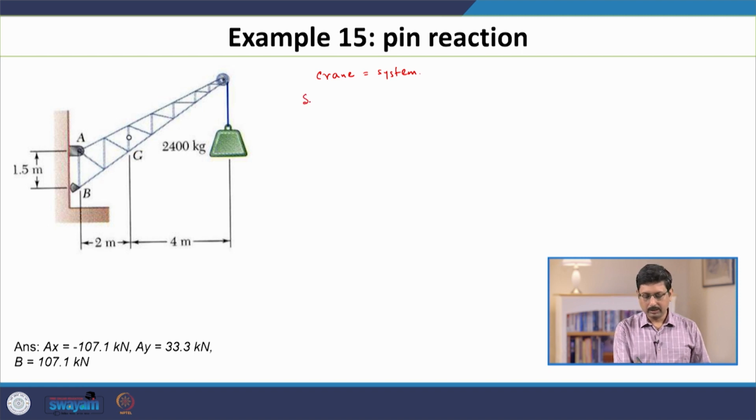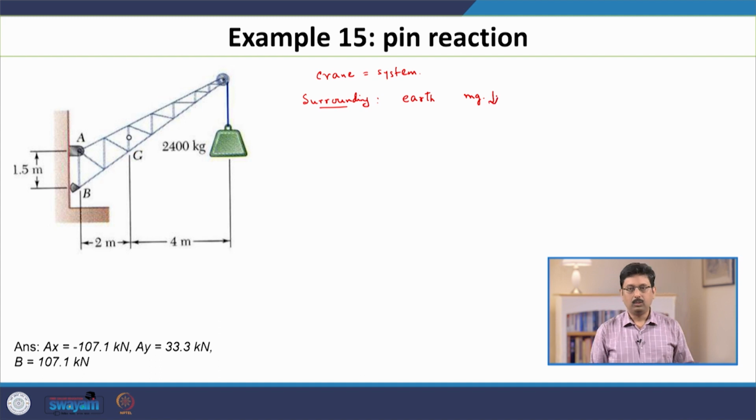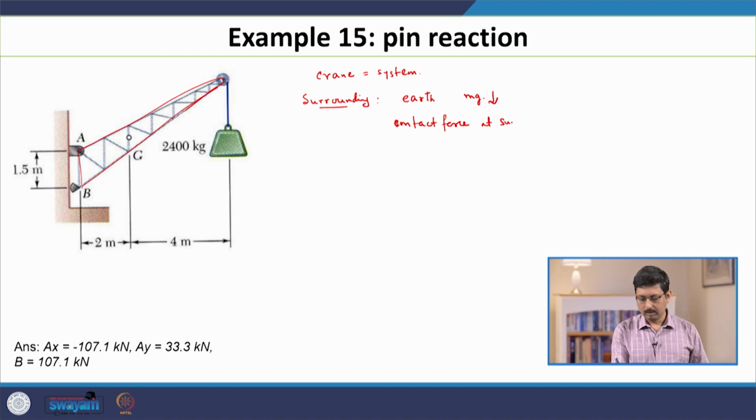What are the relevant parts of the surrounding that are interacting with the crane? This is the second question that you should ask yourself. The first one is the earth. The earth is exerting a force on the crane, which is its weight mg, and this force is known, it is downward. What else? With the crane as the system, there is a contact interaction at support A, a contact force at support A.